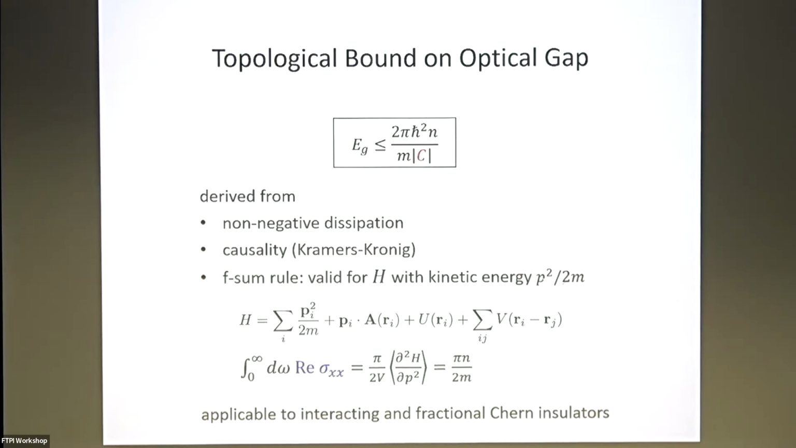So we can see that in this derivation, I've only used very general principles of physics: the fact that the absorption has to be non-negative, and the Kramers-Kronig relation, which really comes from causality of physical response. And finally, I've used the f sum rule. The f sum rule actually holds when the kinetic energy takes the form of p squared over 2m, and at a fundamental level, the Hamiltonian for electrons in solids always takes this form. So therefore, this bound is applicable to very general cases, for systems with or without interactions, for integer or fractional Chern insulators. It all holds.